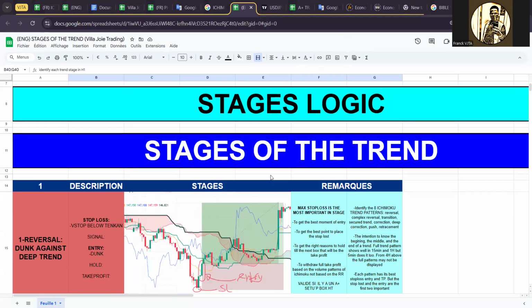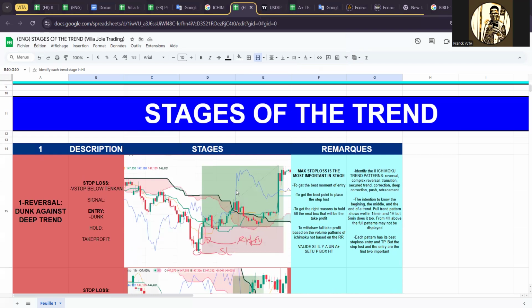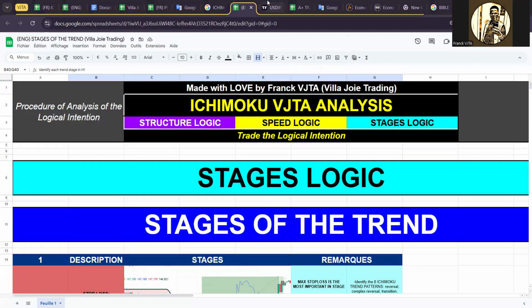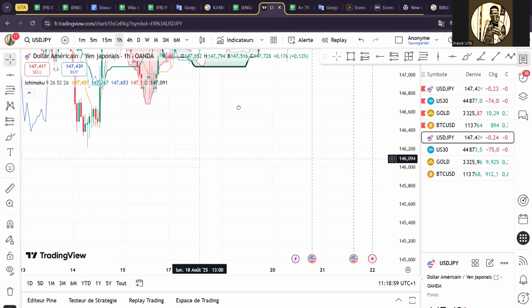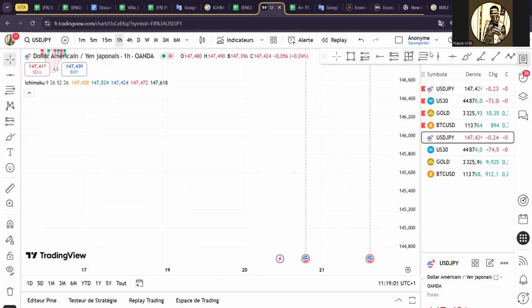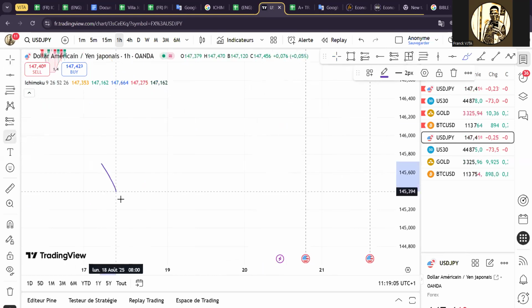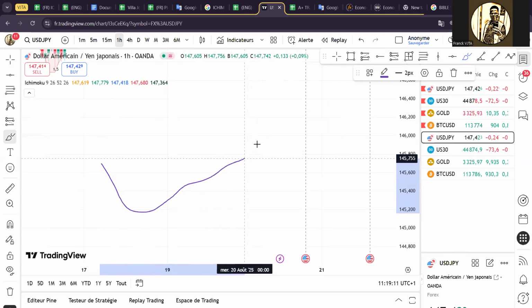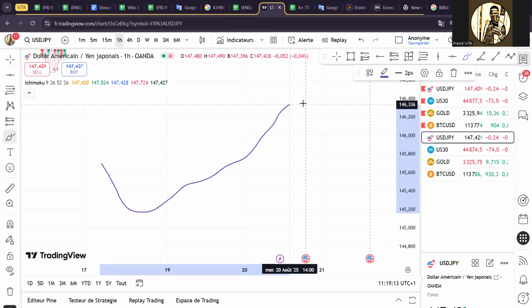in terms of sequential appearance of each one of them. The concept behind the stage of the trend is that when the market went down like this, Tenkan created a fat and then went up and started creating a new trend till it created another fat, right?